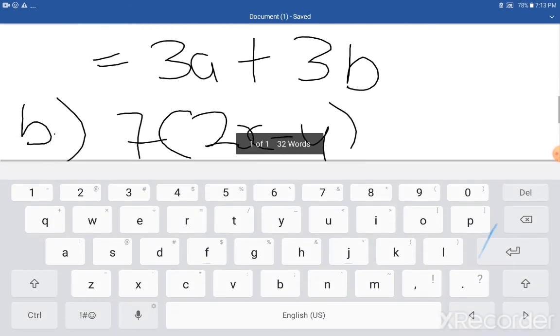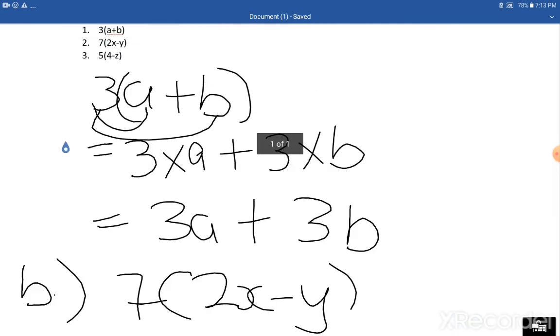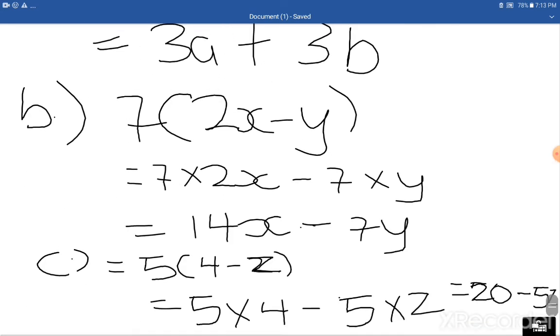So the last question. 4 open bracket 4 minus z, 5 open bracket 4 minus z close bracket. There's no more letter to confuse you, and this question is just straightforward. It equals 5 times 4 minus 5 times z. 5 times 4 is 20. 5 times z equals 5z.